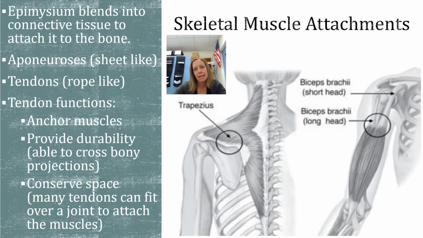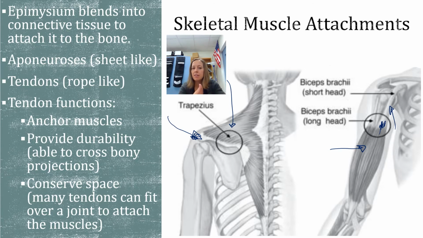And lastly, our skeletal muscle attachment. Our epimysium is going to blend seamlessly into connective tissue, and the connective tissue will then attach it to the bone. In this picture, the trapezius is the muscle, or here we have the bicep. See how it blends right into this tendon, or this big sheet of white here, which is called an aponeurosis. An aponeurosis is a sheet, a tendon is like a rope.